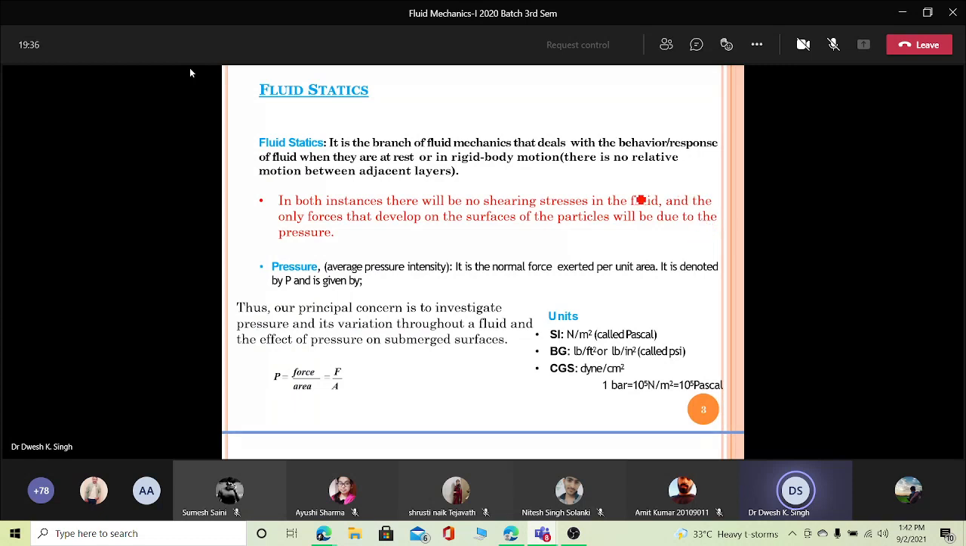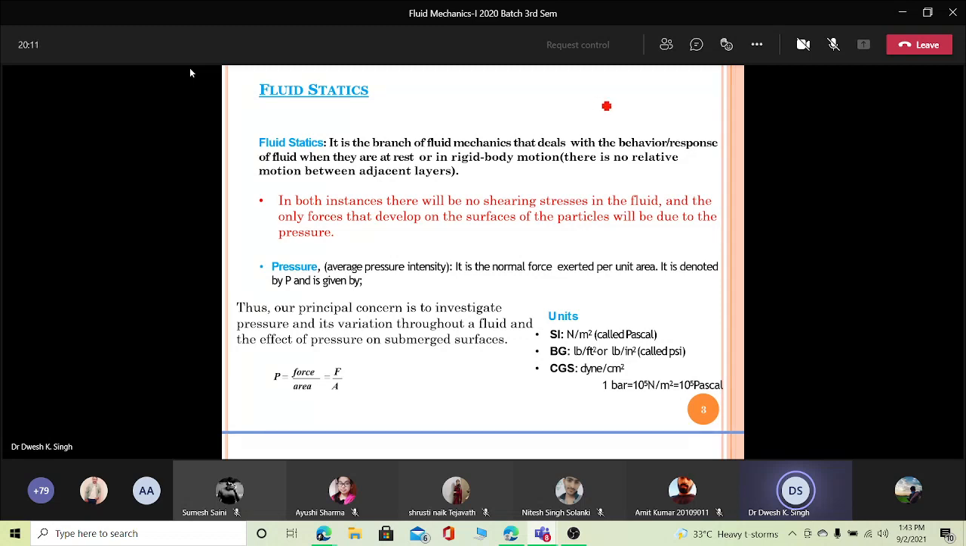Definition we are already familiar with. It is the branch of fluid mechanics that deals with the behavior and response of the fluid when the fluid is at rest, meaning the velocity is zero, there is no velocity. Or in rigid body motion, meaning there is no relative motion between the adjacent layers. If there is a motion between the adjacent layers, then you can say it is the dynamic part.